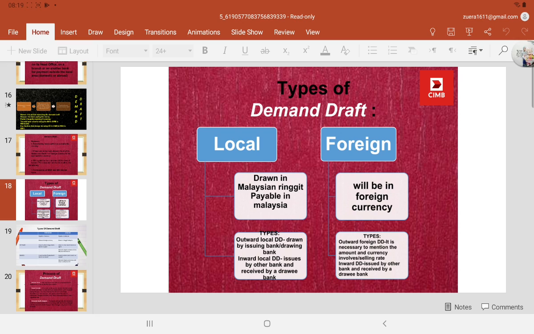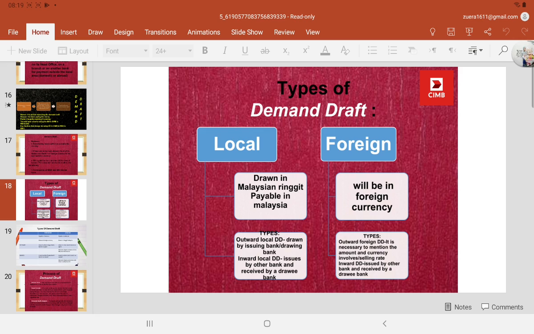Okay, so the outward one is usually used if we want to transfer the money to the third party. We can use the outward demand draft, which is drawn by the issuing bank, the bank that we ask to transfer the money to the third party. We call it the outward local demand draft.